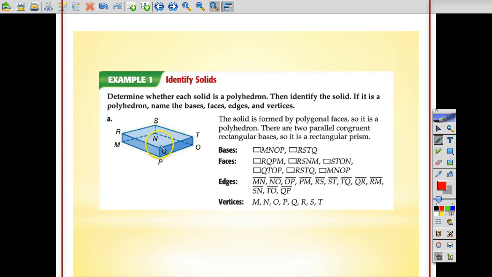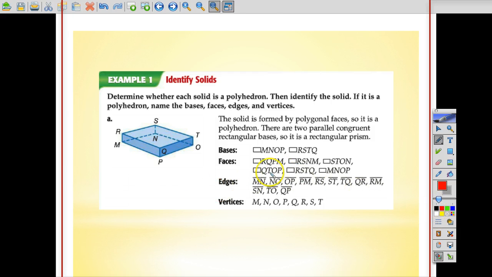The bases are, oh, I'm sorry, the bases are MNOP, so this is rectangle MNOP, that's the bottom part, and RSTQ, that's the top part. So those are the two bases. And all the faces are the top, bottom, left, right, front, and back. So there's all your 6 sides.